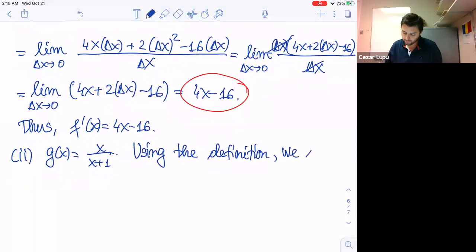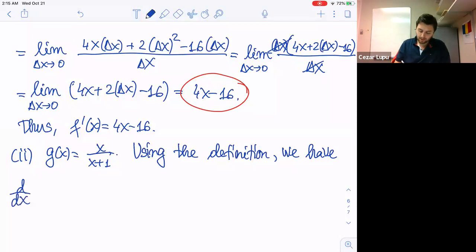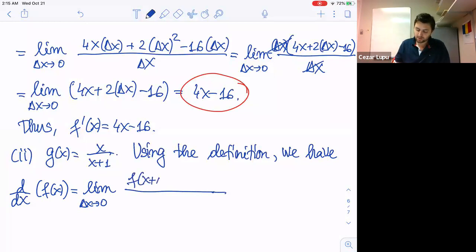We have the following. The derivative of f with respect to x will be, by the definition, the limit as delta x approaches 0 of f of x plus delta x minus f of x, everything over delta x, right? And now we're just going to put everything together.